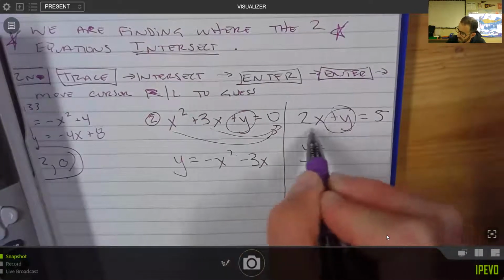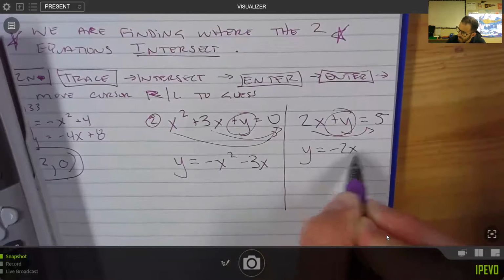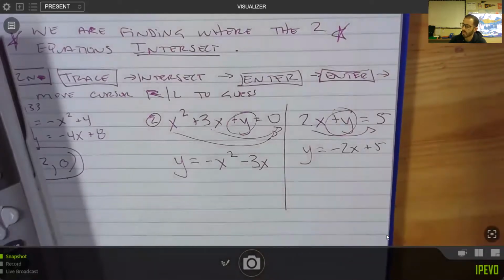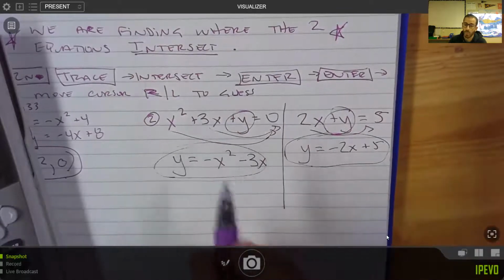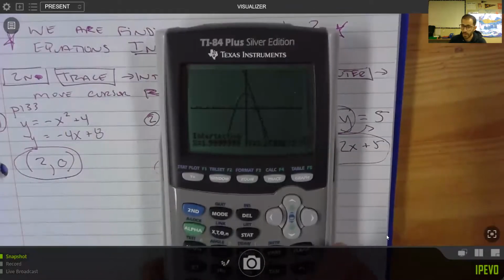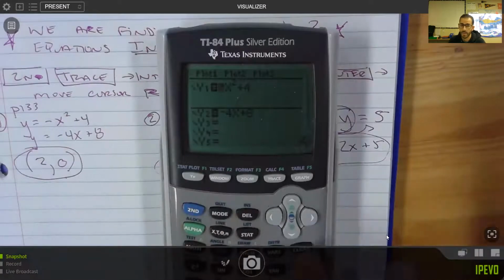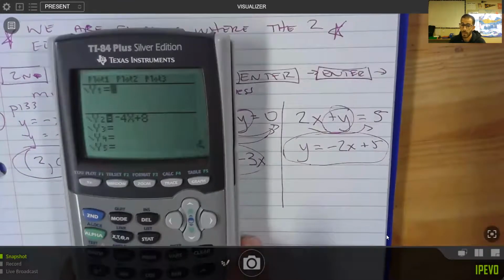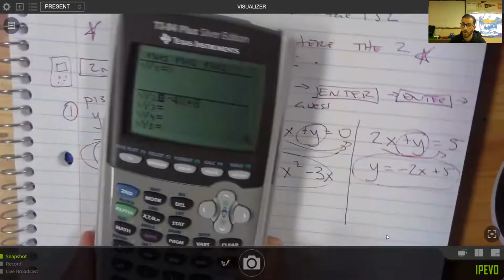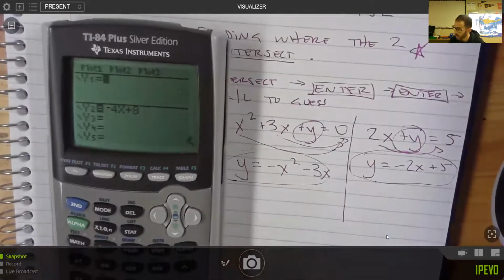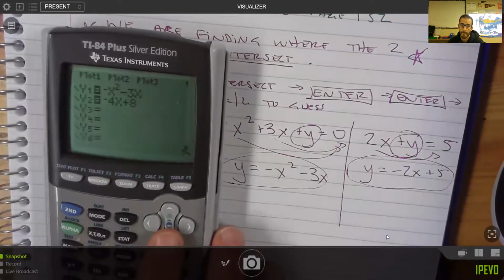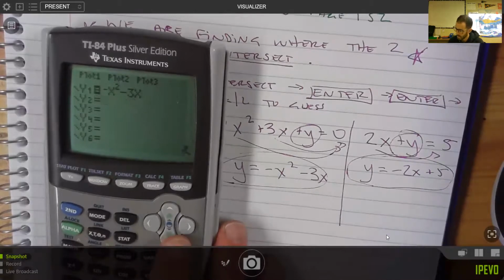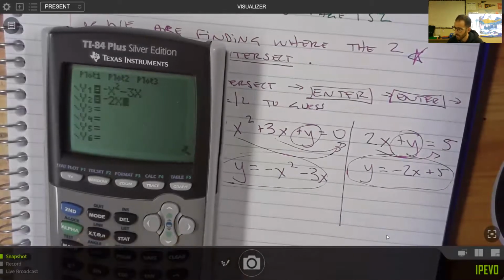Y equals, we're going to take away 2x to both sides. These are not friends. They don't multiply together. Equation 2, equation 1. We go to our calculator. We go to y equals. We press clear. Again, any directions you need to write down, these are your notes. You write them down. You are responsible for your education. Negative x squared minus 3x. Clear that out. Negative 2x plus 5.